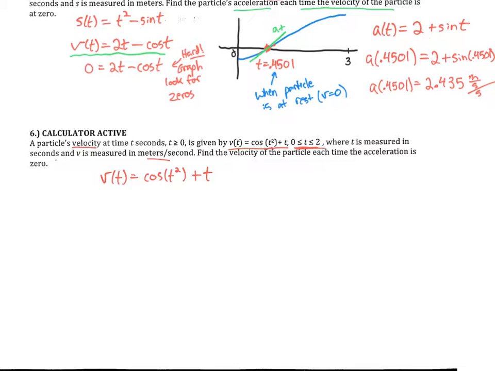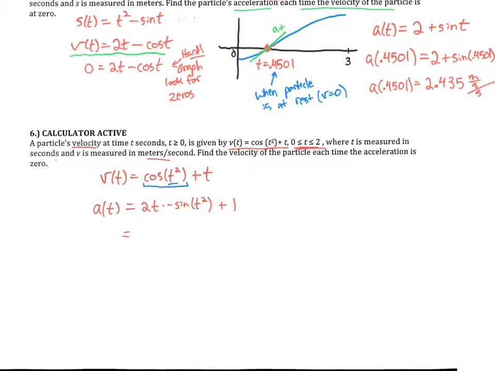Okay, so find the velocity of the particle each time the acceleration is 0. Okay, no problem. That means that we need to look at the acceleration of the particle. The acceleration is the derivative of velocity, so let's look there. In order to derive this velocity here, I see cosine of t squared. So we've got a chain rule situation with an inside and an outside. The derivative of the inside layer is 2t. The derivative of the outside, with the inside kept the same, is negative sine of t squared. And then the derivative of the t is just 1.